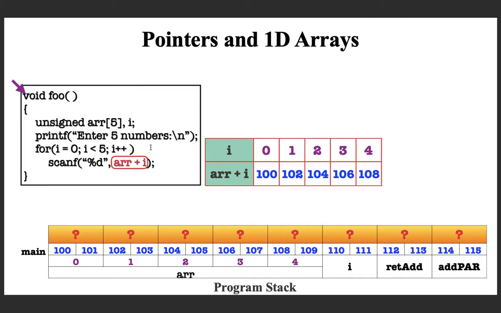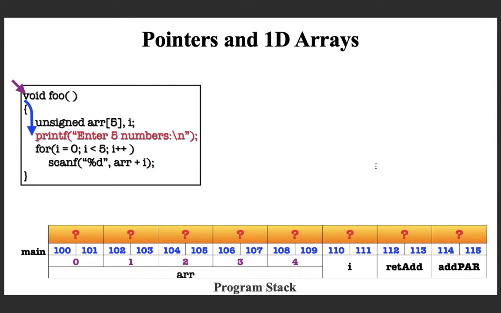Now, if you look at this expression, what are the possible values for different values of I? When I is 0, ARR plus I is 100, that is the starting address of the array or address of the element at index 0. Now, what is ARR plus I for I equal to 1? The address of the element at index 1, the address is 102, and likewise it goes.